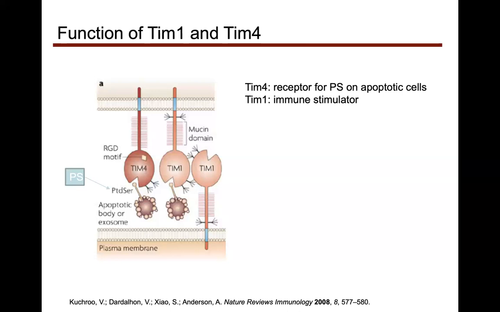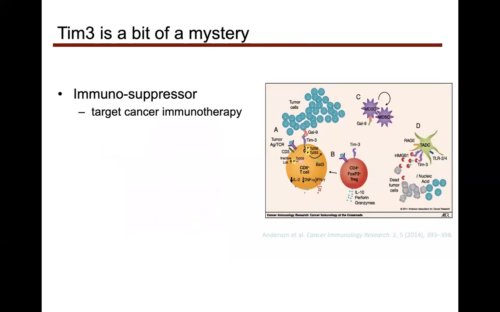The functions of TIM4 and TIM1 seem to be somewhat well understood. TIM4 is the receptor for PS when the cell is undergoing apoptosis, so it is a clearance mechanism that recognizes the cell is undergoing cell death. And TIM1 seems to be an immune stimulator. What is less clear is TIM3. What is the function of it? Well, it is thought to be an immunosuppressor, and a lot of work has been done looking at TIM3 as a target for cancer immunotherapy.